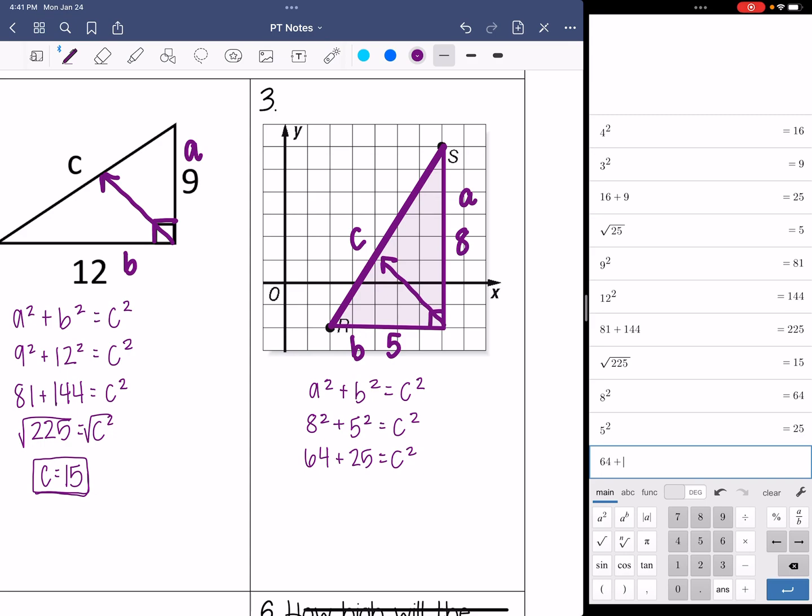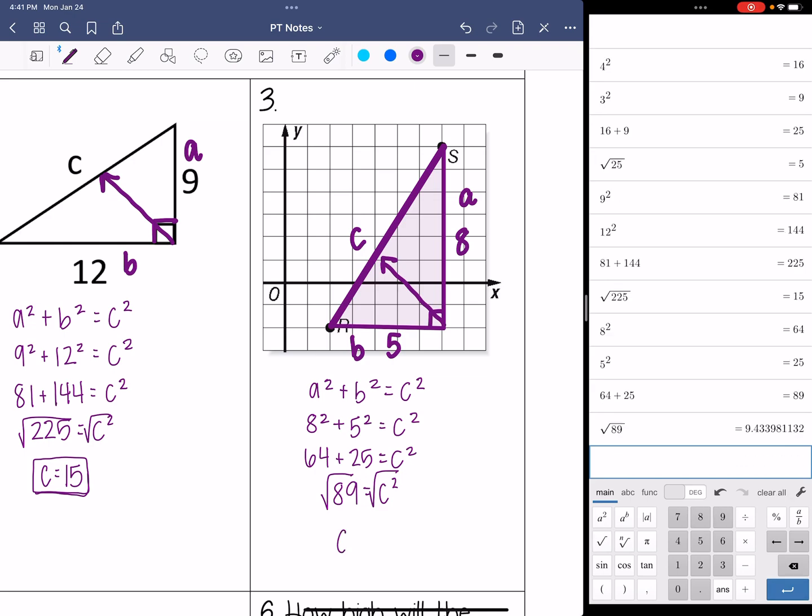64 plus 25 equals 89. So here I have 89 equals C squared. But again, I want the value for C, and this is C squared. So I'm going to do the opposite and take the square root. So taking the square root of 89 equals 9.43. We want to go ahead and round this to the tenths place, so it's going to be 9.4 units.